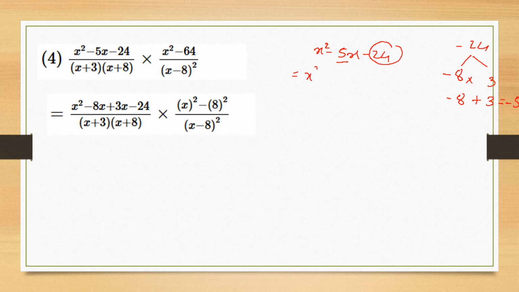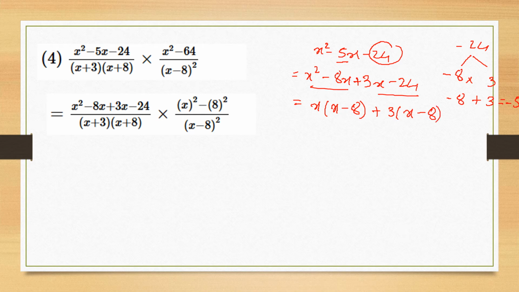So we'll expand this. So this becomes x squared minus 8x plus 3x minus 24, and then you do the pairing. In the first pair, x is common, so this becomes x minus 8. In the second pair, 3 is common, again we get x minus 8 inside the bracket. So the factors are x minus 8 and x plus 3.